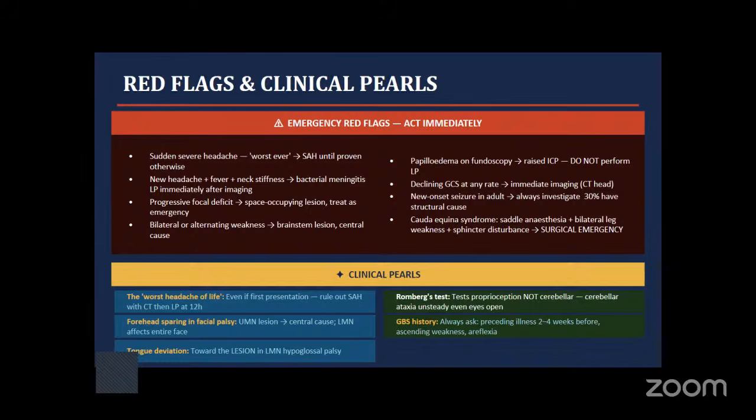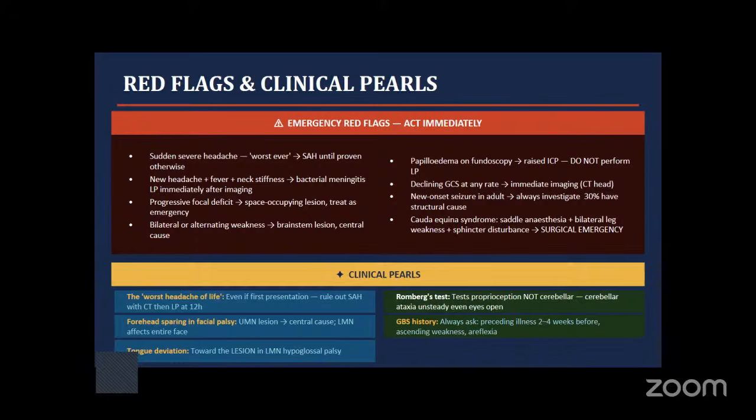New onset seizures in adults indicates mostly around 30% have a primary or an organic cause. Another spinal cord emergency can be called cauda equina syndrome, where you have saddle anesthesia, bilateral leg weakness, sphincter disturbance. That's a surgical emergency.